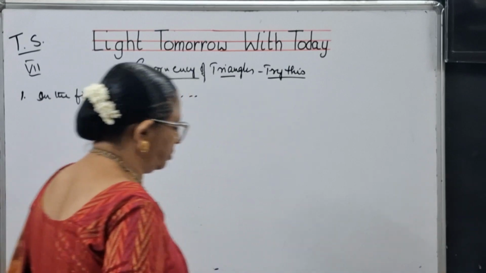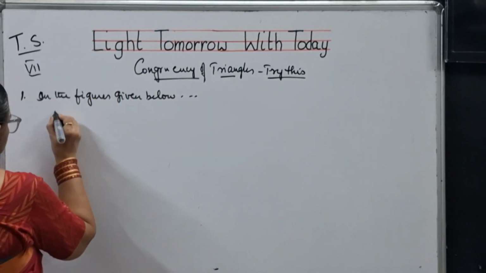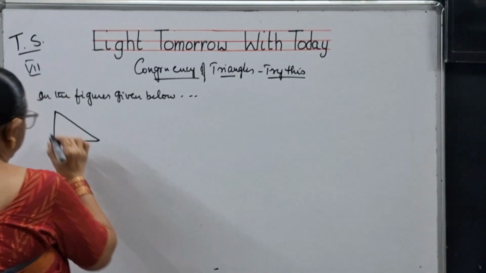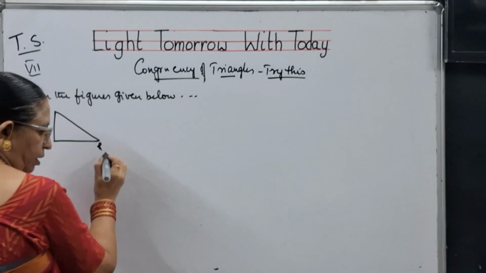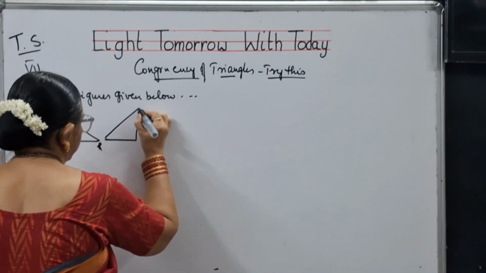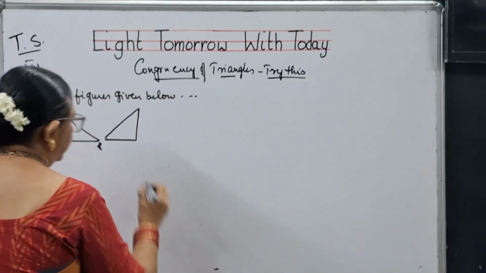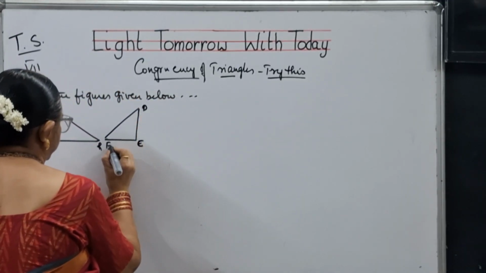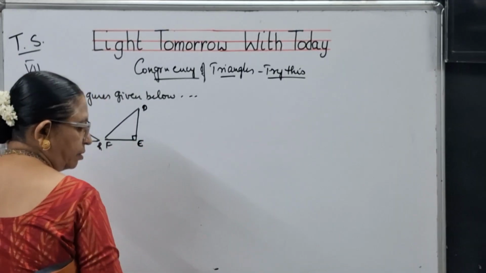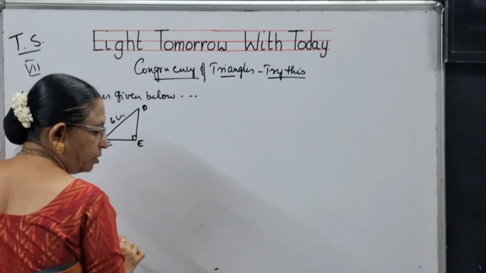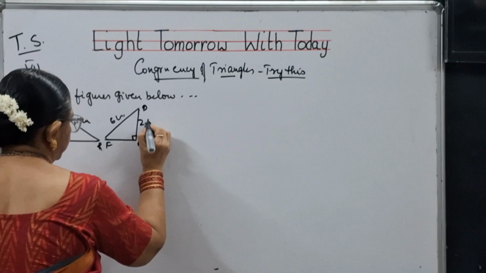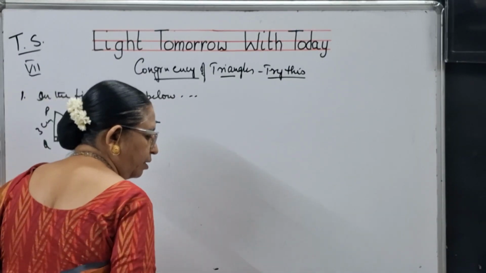So the first one, you have got triangle PQR like this, and you have another triangle, this is DEF. 90 degrees here. This is 6 centimeters, and this is 6 centimeters, 3 centimeters, and 2.5 centimeters. Are they congruent or not?